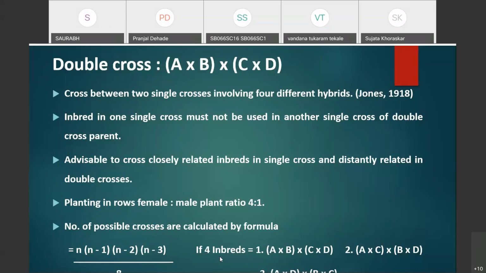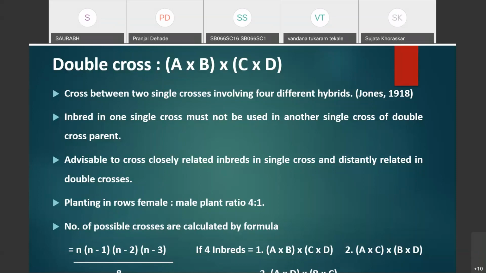These possible crosses are A into B and C into D, then A into C and B into D, and the third one is A into D and B into C.